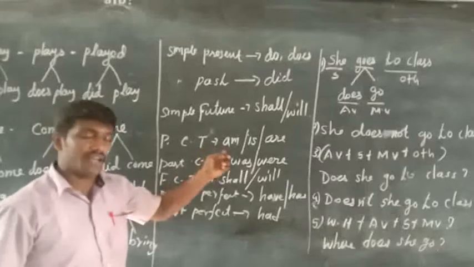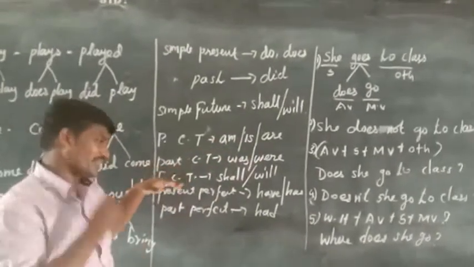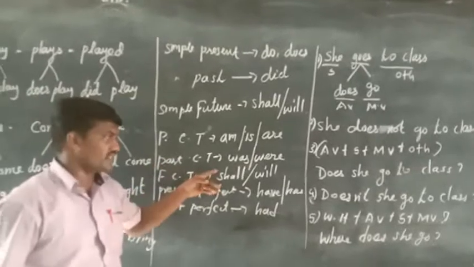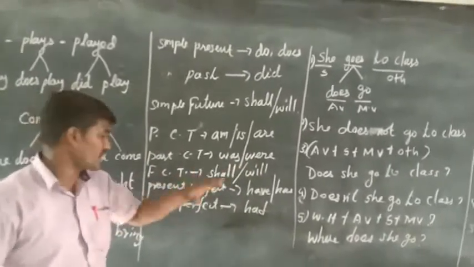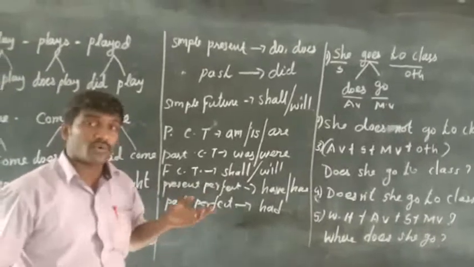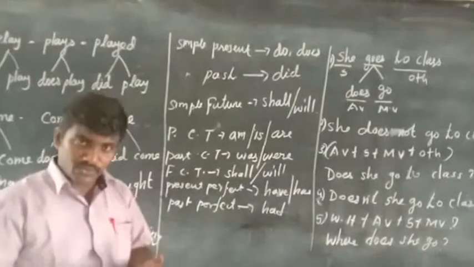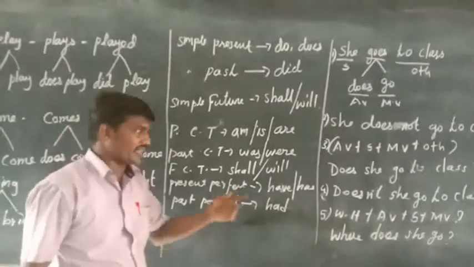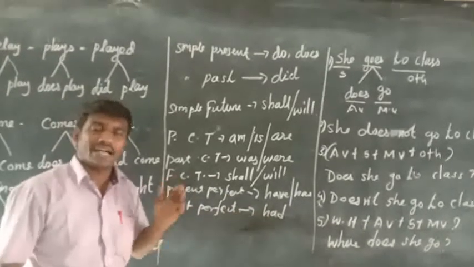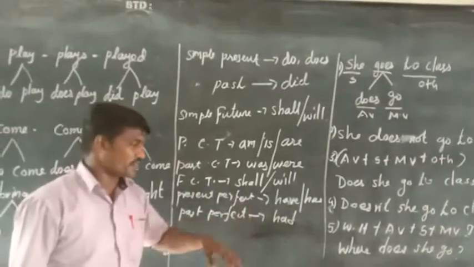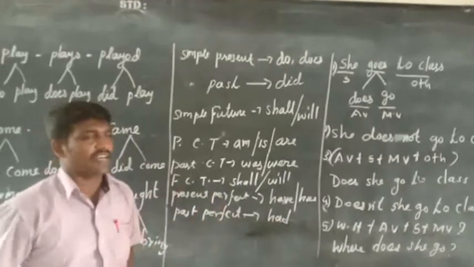Present continuous tense: is, am, are. These are called auxiliary verbs in the present condition. Then past continuous tense, we have to use was and were. Future continuous tense, shall or will. Present perfect tense, have or has. When you find have, has, for example, I have seen you in the market. Have you seen? Have is the auxiliary verb here, and seen is the main verb. Past perfect, you know very well, had is the past form. Had plus V3. So had is the auxiliary verb for the past perfect tense.